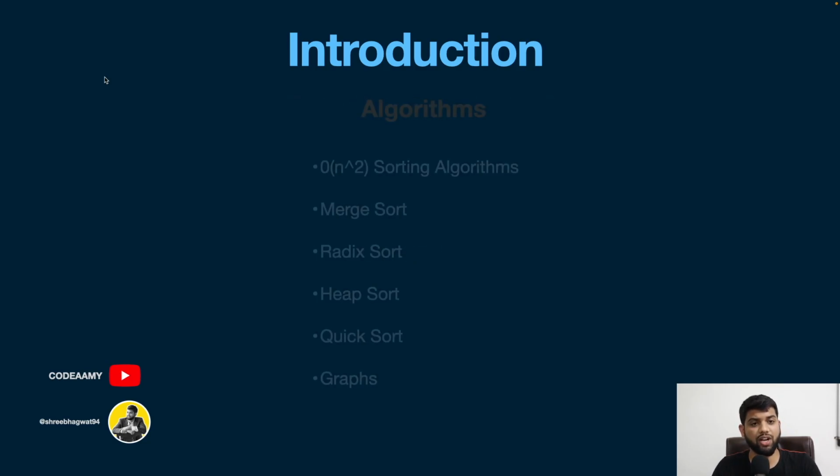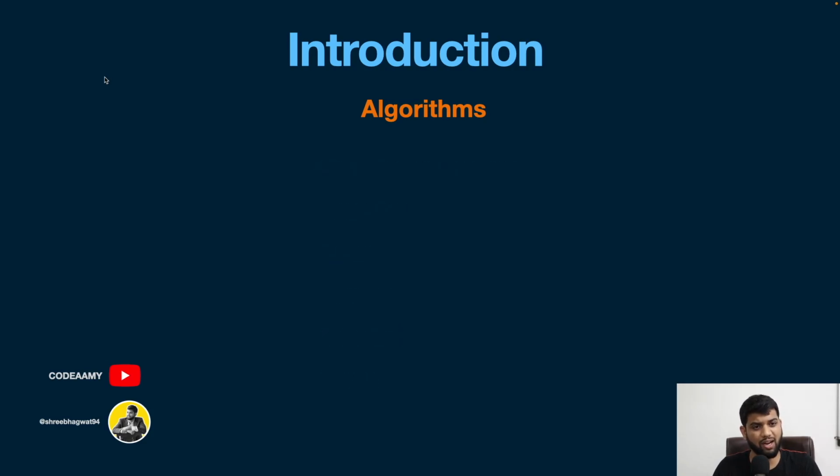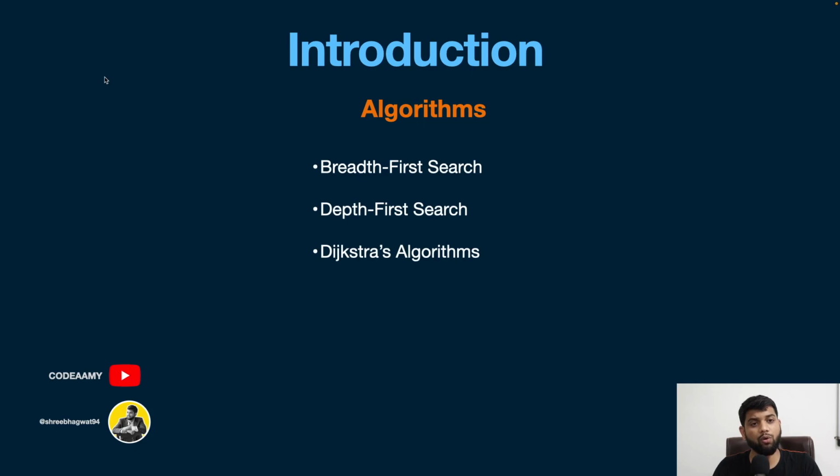And after understanding the data structures, then we will go into creating or generating the algorithms. So we will start with the sorting algorithms, merge sort, radix sort, heap sort, quick sort, and then we will go with graphs, how to generate graphs. Then we will go with some difficult algorithms. Those are breadth first search, depth first search, and Dijkstra's algorithm. So these are few of the algorithms that we will explore.